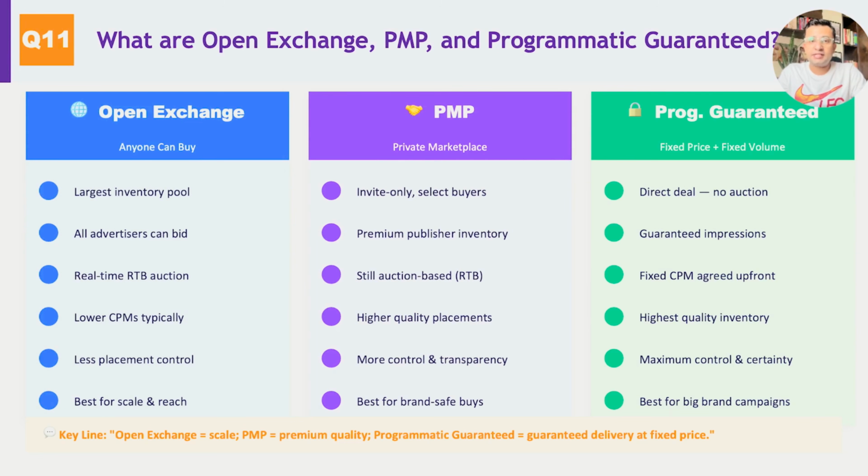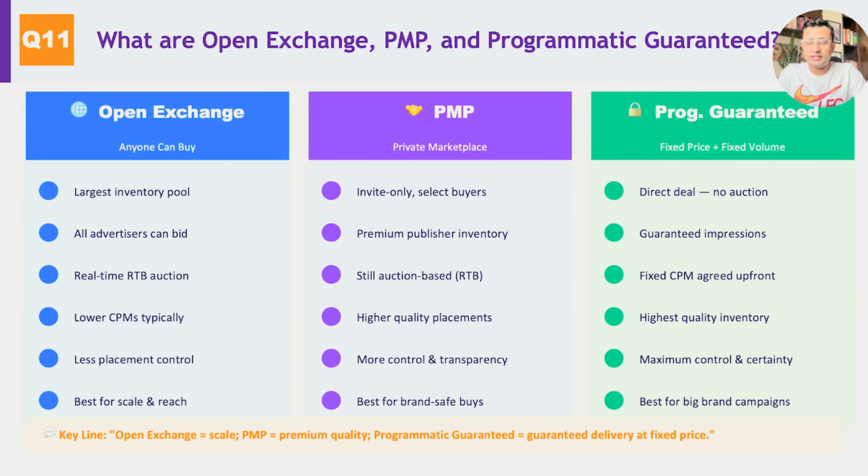Then PMP deals, it's private marketplace deals. It's invite only for selected buyers, because the premium publisher inventory is available here. So it's again RTB, real time bidding happens here. The highest bidder wins the auction. And the higher quality placements, if we compare it to open exchange, the placement quality is pretty high because it's premium. We have more control and transparency. Because it's premium, we have more control over it. We can select the PMP deal which has higher quality, or quality in regards to our own advertiser. And the transparency is more as compared to open exchange because the publishers are premium. And it's best for brand safe guys. If your advertiser is more concerned about brand safety, one should opt for a PMP deal.